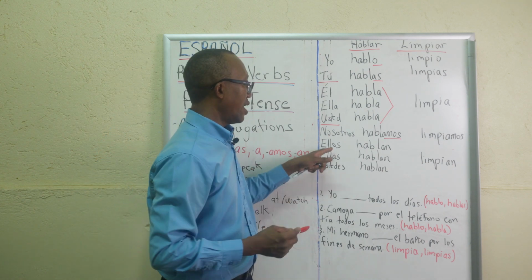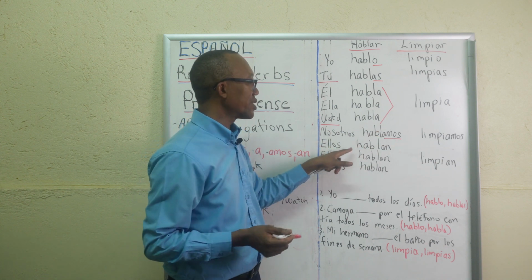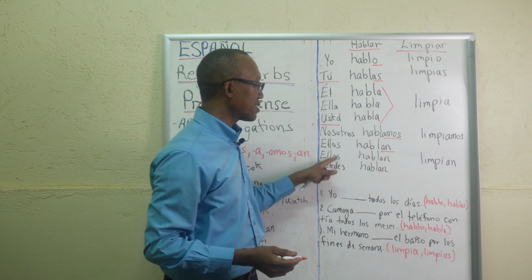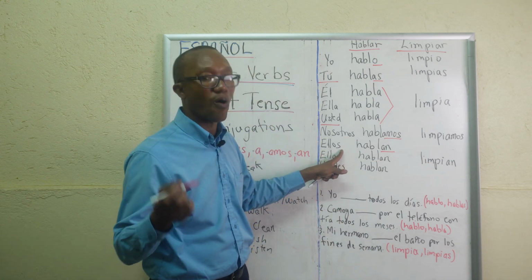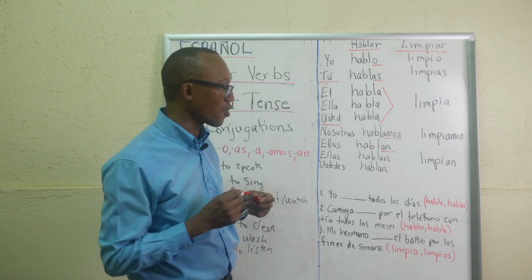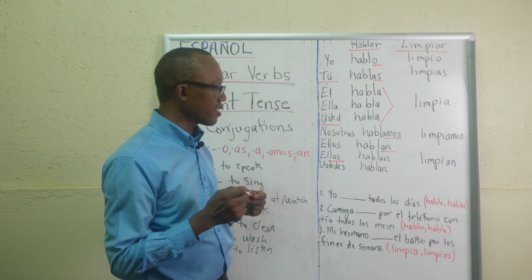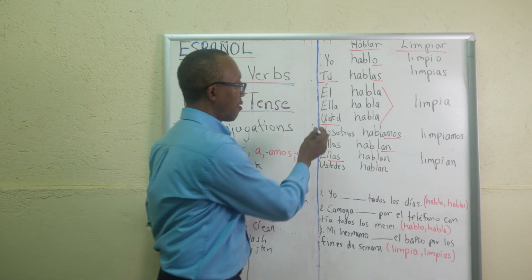So nosotros hablamos, ellos hablan, so an for the n. Ellos, referring to they, masculine or masculine and feminine, boys and girls. But ellas can only mean females, girls, right? So ellas hablan, you plural from so the usted.